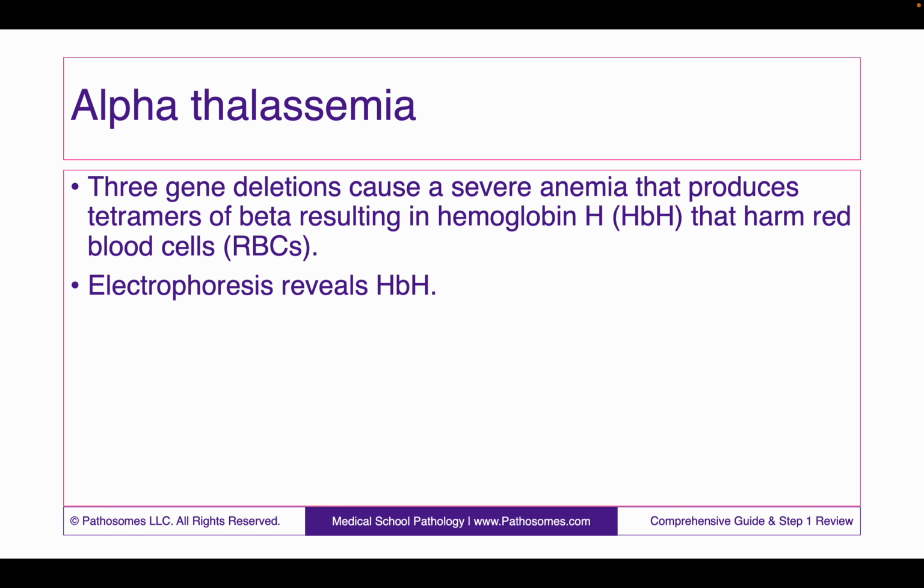3 gene deletions cause a severe anemia that produces tetramers of beta, resulting in hemoglobin H that harm red blood cells. An electrophoresis reveals the hemoglobin H.